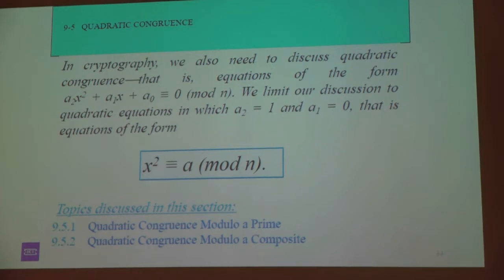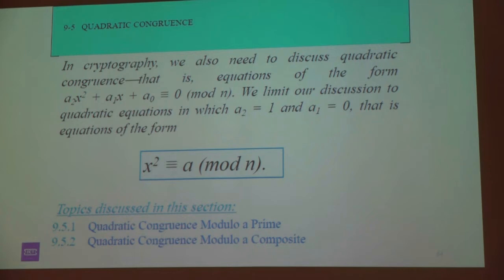Now we come to quadratic congruence, which is much more complex. Solve equations in the quadratic. So before, what we did was linear congruence, right? Anything above power of 1 will become quadratic, right? So in cryptography, we also need to discuss quadratic congruence, that is equations of the form a2 x to the power 2 plus a1 x plus a0 equals 0 mod n.